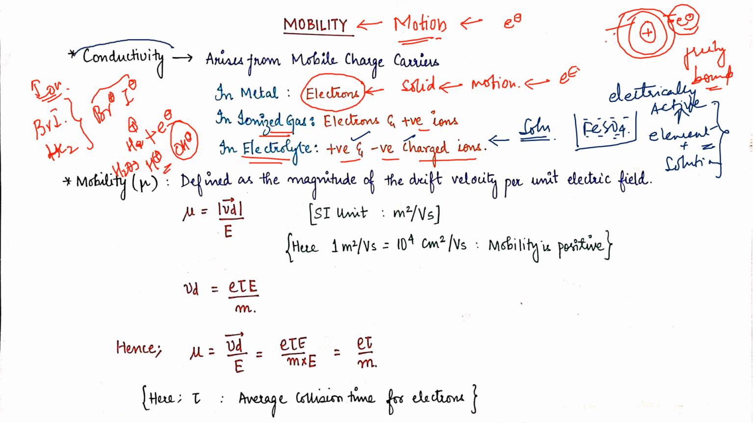Now the concept of conductivity. How does the conductivity arise? It is due to the proper motion of electrons. If electrons are traveling from one end to the other end properly when we have applied the electric field, they will conduct the charge, and hence the concept of conductivity is successful. So this concept of conductivity is all about the mobility. It arises from the mobile charge carriers.